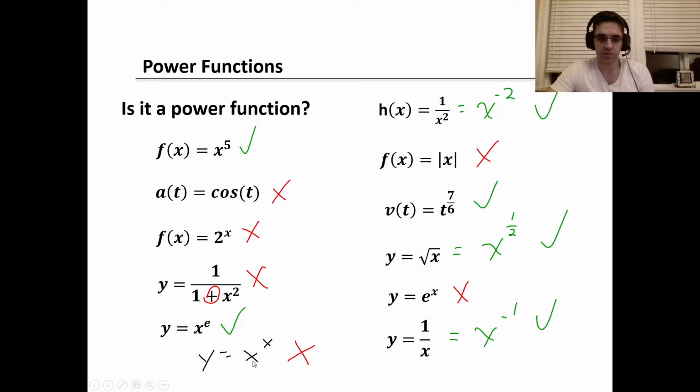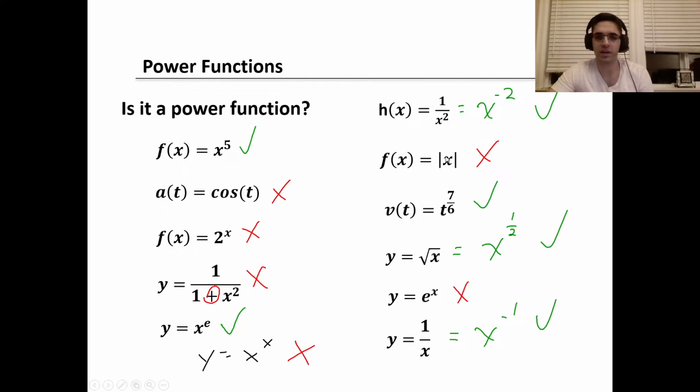Great question in class. What about x to the power of x? Well, it does have a base of a variable, but its exponent is not a number. So for that reason, not a power function. Okay, back to the second column at the top. 1 over x squared can be written as x to the power of -2, and so that would count as a power function. We just have to manipulate the writing of it a little bit.